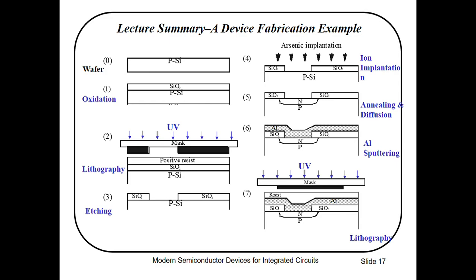So in the end we have this lecture summary, for a device fabrication example from step 0 to step 13. I'm going to explain it. First of all, you should have a silicon wafer, and the first step is oxidation and then lithography. Here you can see etching. This image is showing the etching process, and then the fourth one is ion implantation. The fifth one is annealing and diffusion. The sixth one is sputtering, and the seventh one is lithography.